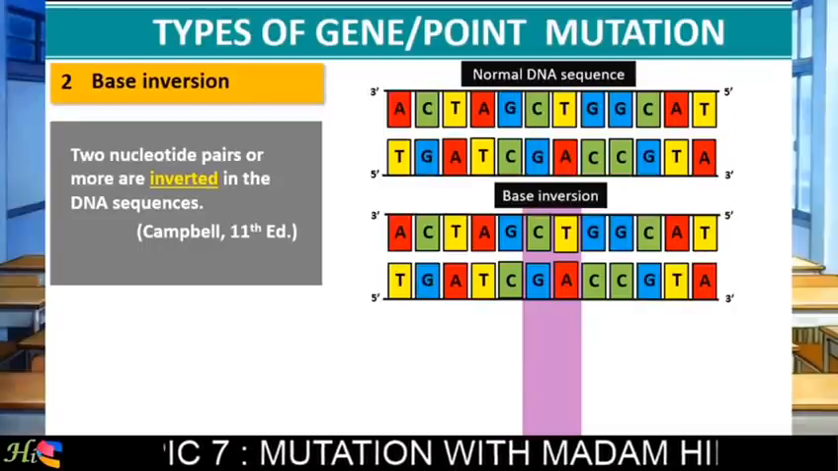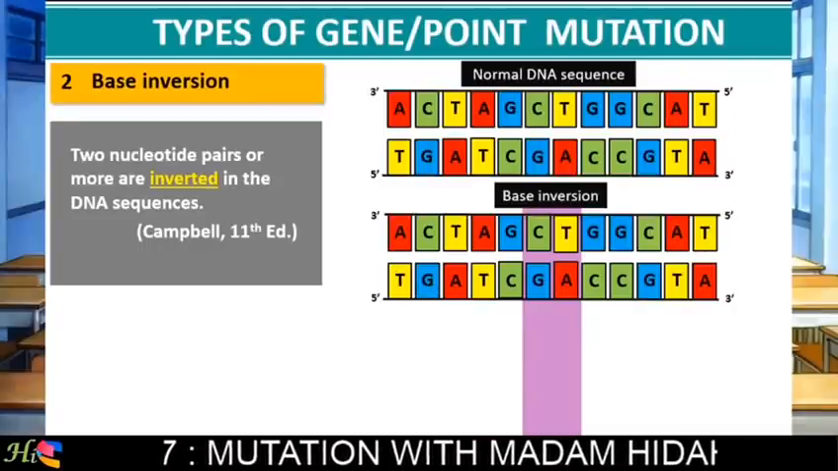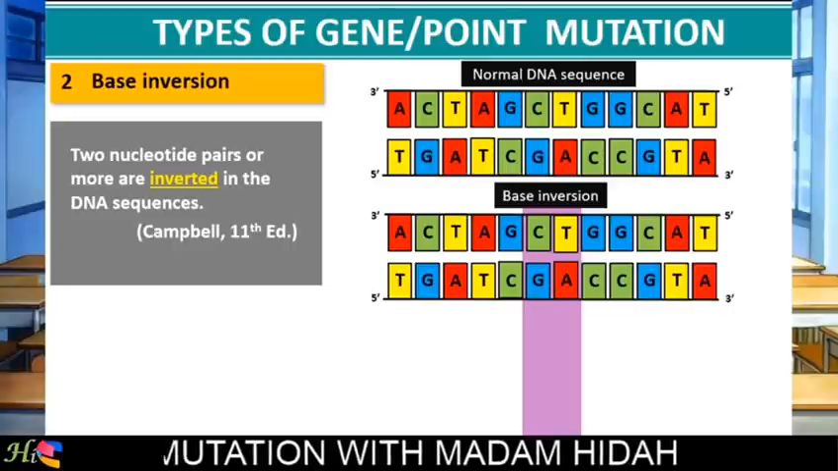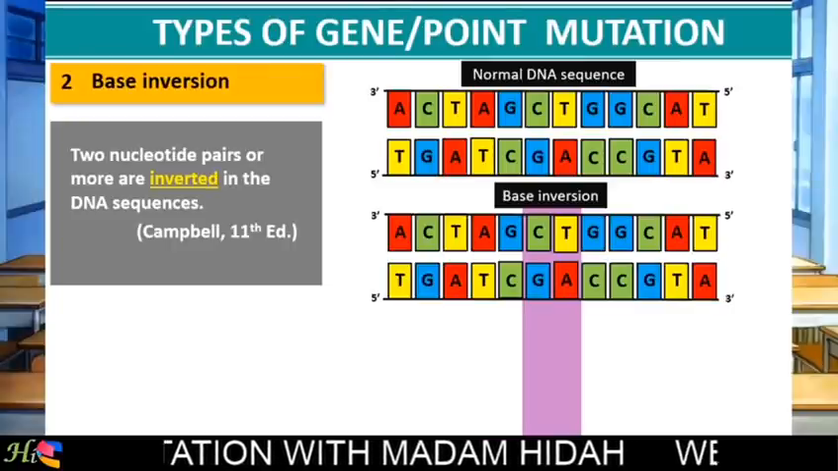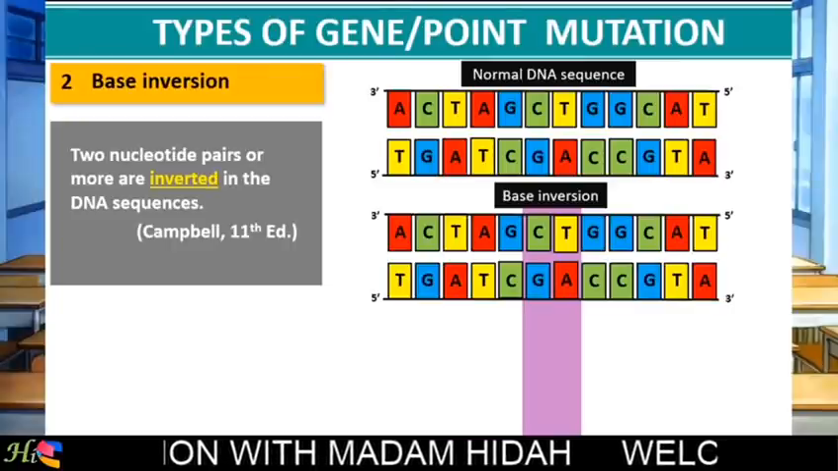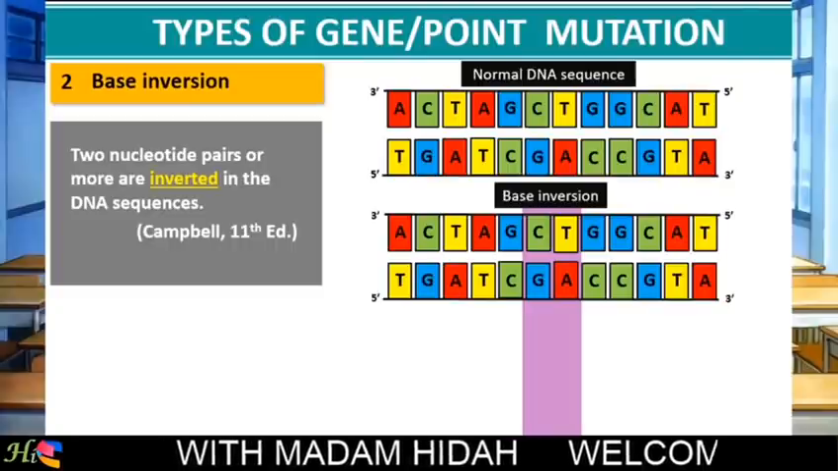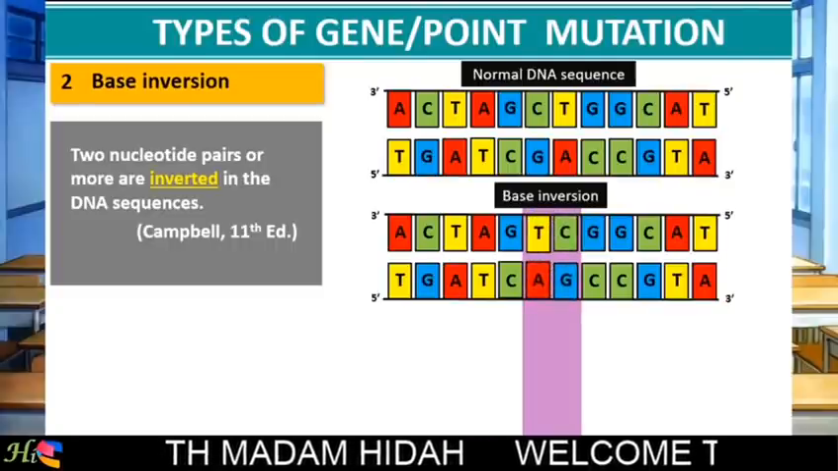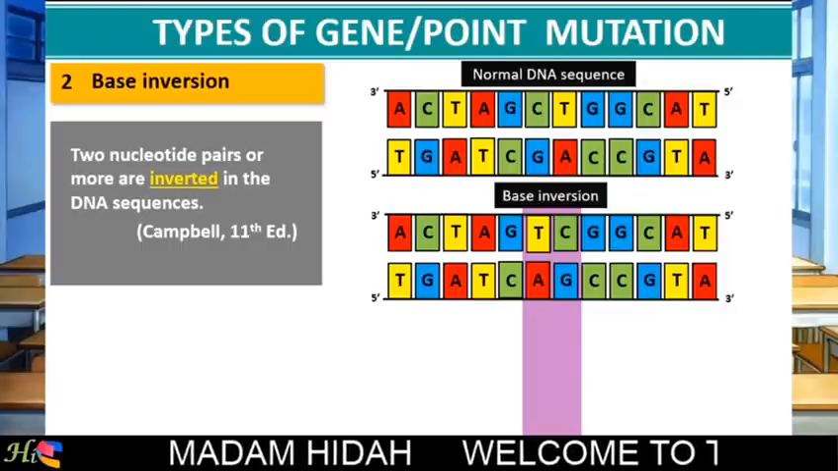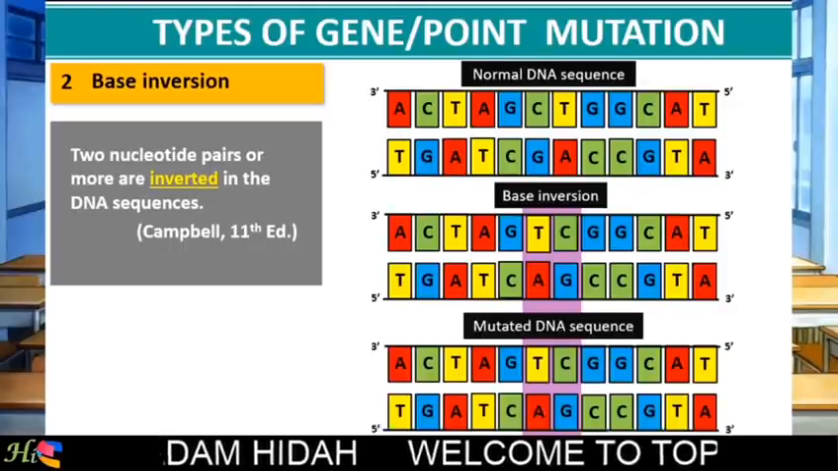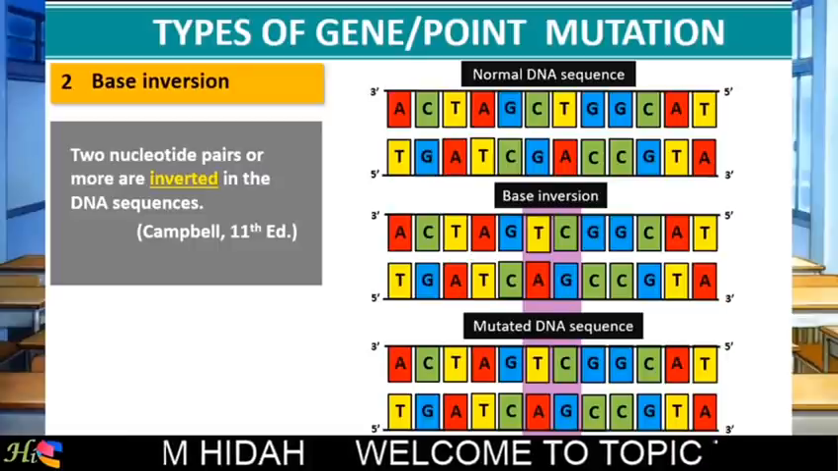Base inversion is another type of gene mutation. It happens when two or more nucleotide pairs in the DNA are inverted. In this example, the nucleotide pairs of cytosine-guanine and thymine-adenine are reversed end-to-end, producing the mutated DNA base sequence.